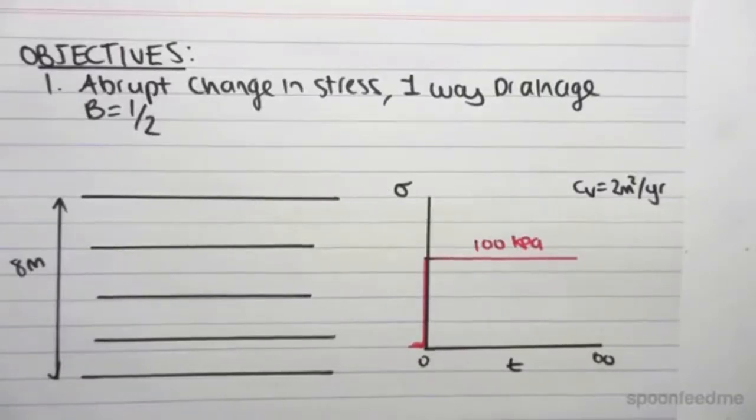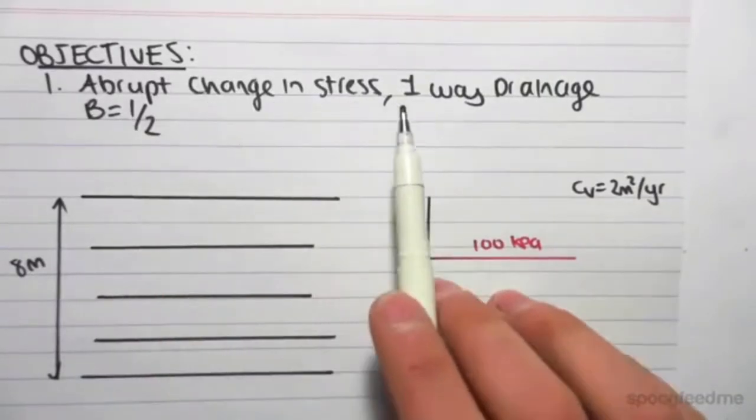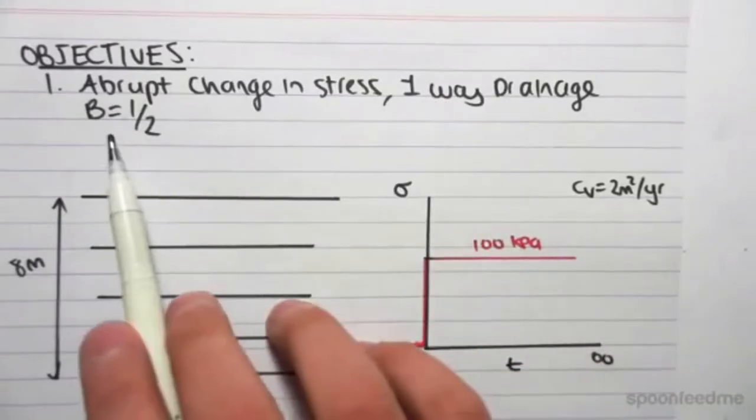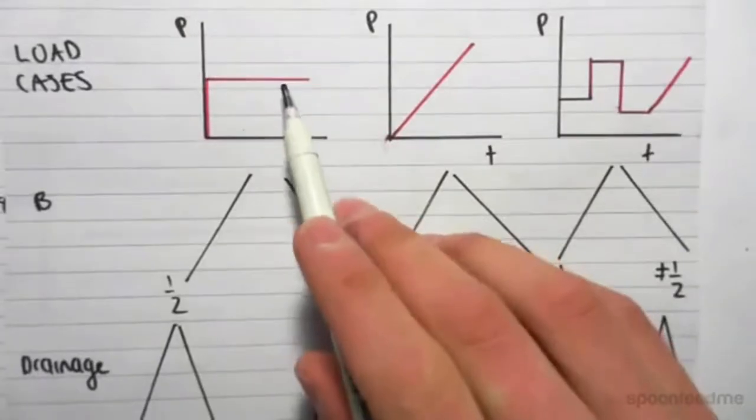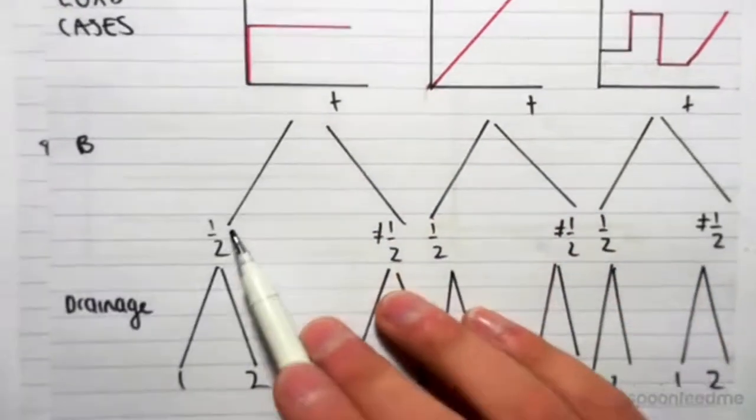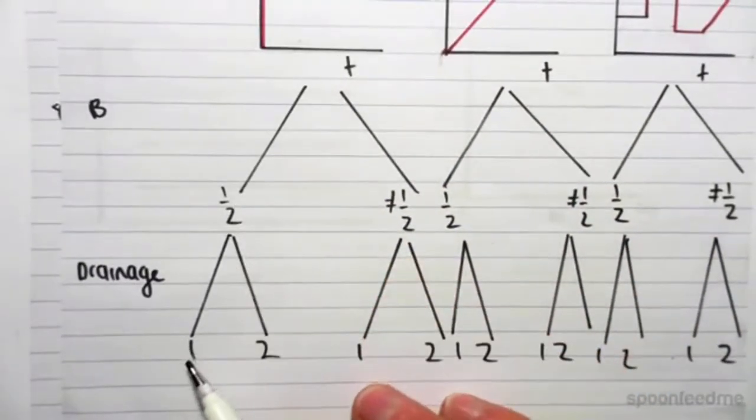Hey guys, the objective of this video is to do an abrupt change in stress. We're now looking at one-way drainage and we're still going to make beta equals a half. So in terms of the flow chart, we're at an abrupt change in stress, beta still equals a half, but we're now looking at one-way drainage. So we're on this branch here.